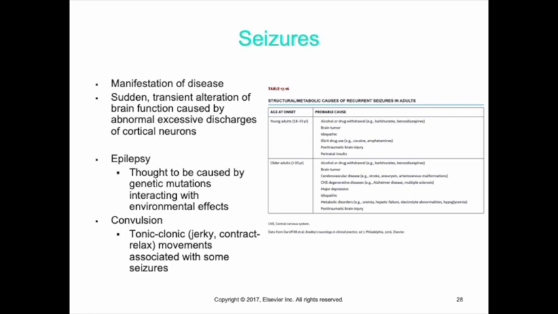When we use the term convulsion, and sometimes it's applied to seizures, it's referring to a tonic-clonic movement. Tonic-clonic means a jerky contraction and relaxation movement. And it's associated with only some seizures, not all seizures. So it is a misunderstanding to think that all seizures come with loss of consciousness or this tonic-clonic jerky contraction and relaxation movement.